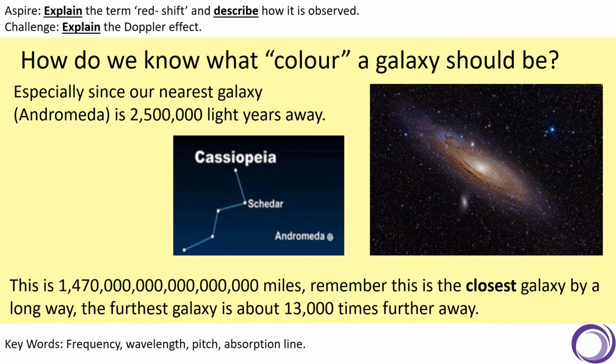So that's how many miles it is. I'm not going to read that number out. And that's the closest galaxy by quite a long way. Furthest galaxies that we know of, 13,000 times further away from that. So if you can find Andromeda, it is the most distant object that you can see with your naked eye from Earth.